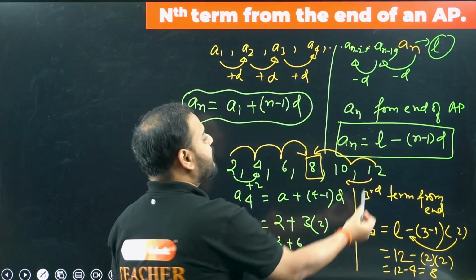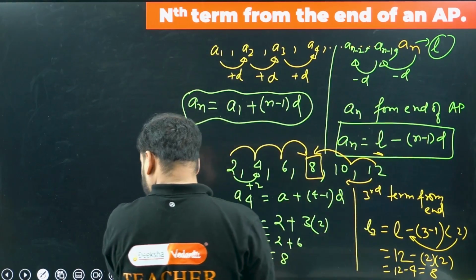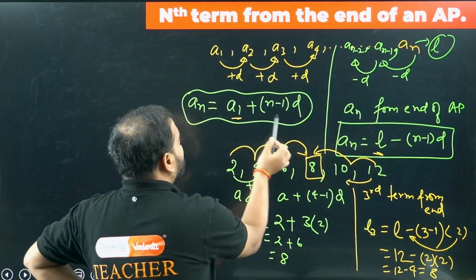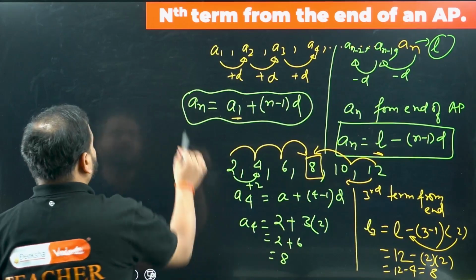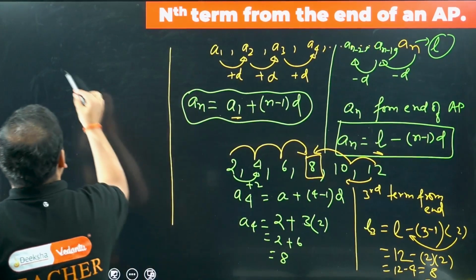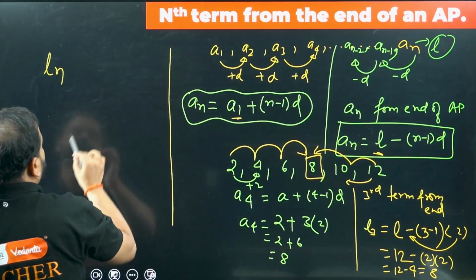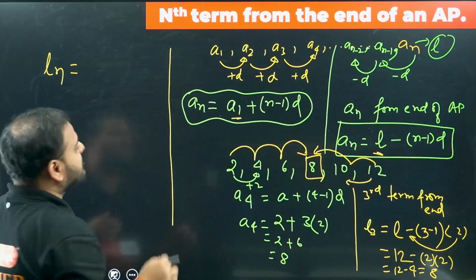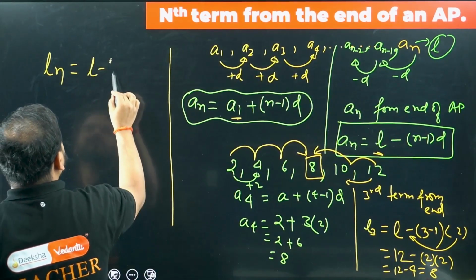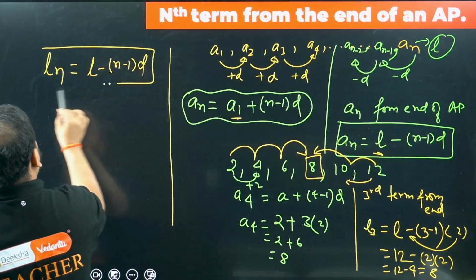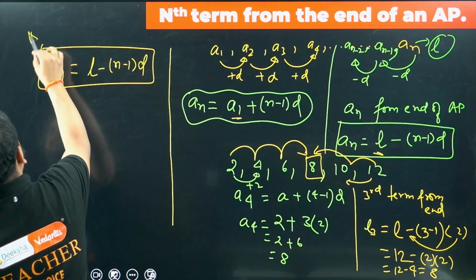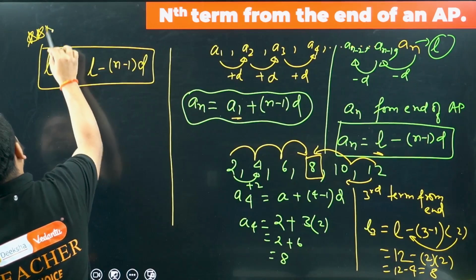Over here we're using the last term minus n minus 1 into d. Over here, first term plus n minus 1 into d. Got it? So please remember this formula. I'll write it again: the term from the end is the last term minus n minus 1 times d. Please remember this formula. Very, very, very important, okay?